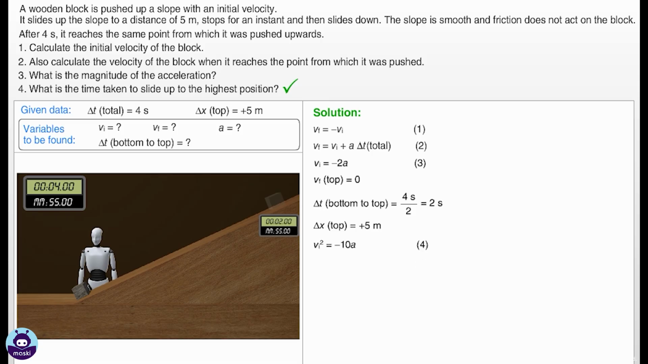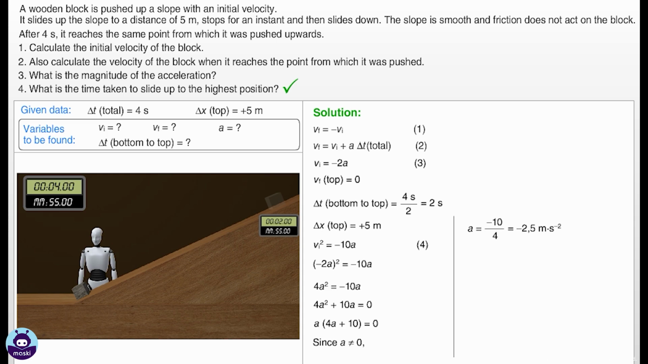Combining equations 3 and 4, we get negative 2a the whole squared equals negative 10a. 4a squared equals negative 10a. Since a is not 0, a equals negative 10 over 4 equals negative 2.5 meters per second squared. Hence the acceleration is 2.5 meters per second squared towards the bottom of the incline. Substituting this in equation 3, we get v initial equals 5 meters per second. The initial velocity is 5 meters per second towards the top of the incline.